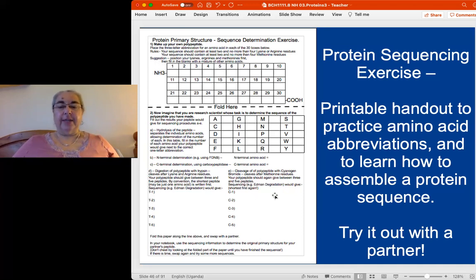It will help you to practice a number of different parts of protein sequence, and it'll be something that you can do with a partner. And if you've got several friends, you can swap them around between you and have a go with each other's sequencing. Okay, so that's just a little exercise for you to do.